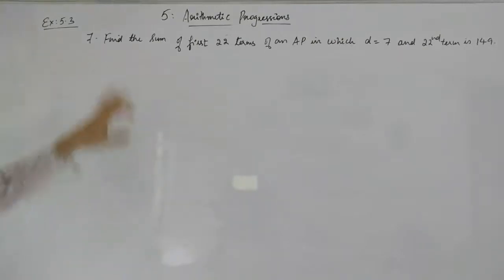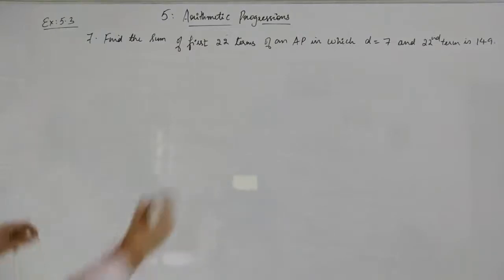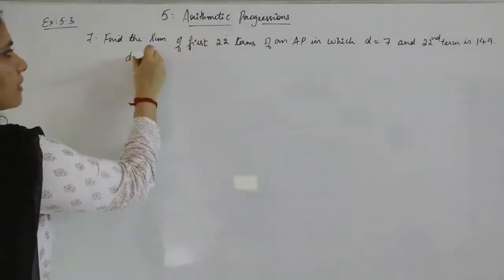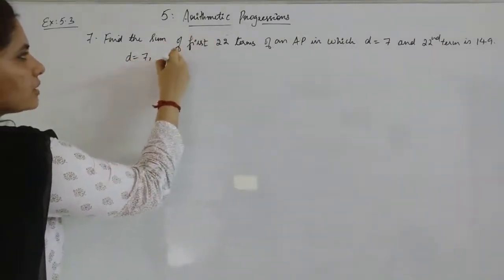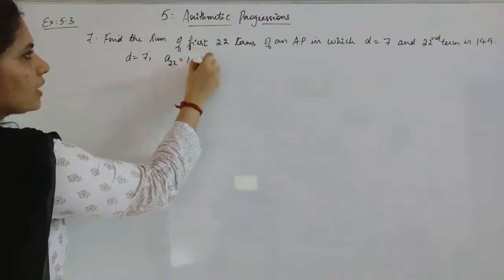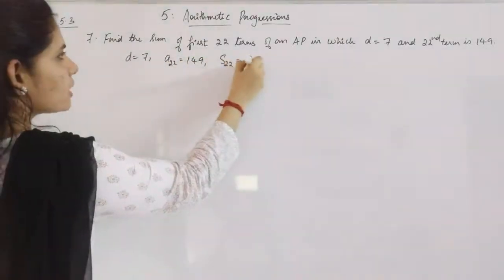Question number 7 is, find the sum of first 22 terms of an AP in which d is equal to 7 and 22nd term is 149. Okay. So what is given? D is given as 7. Then 22nd term, it is A22, which is 149, and you need to find out what is S22.